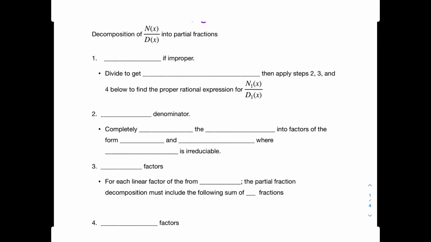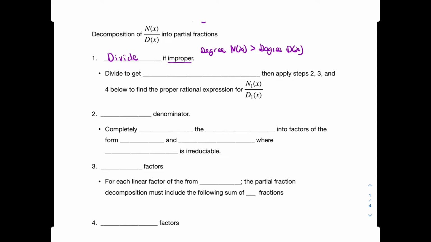So, decomposition of a rational function into partial fractions. First thing you want to do is look at that rational function. If it is improper, you will need to divide using long division, dividing the numerator by the denominator. Remember, it's improper if the degree of the numerator is larger than the degree of the denominator. So we'd go through our long division process, and we'll get a polynomial as our answer.